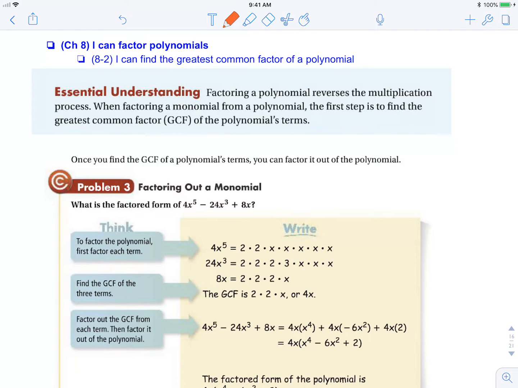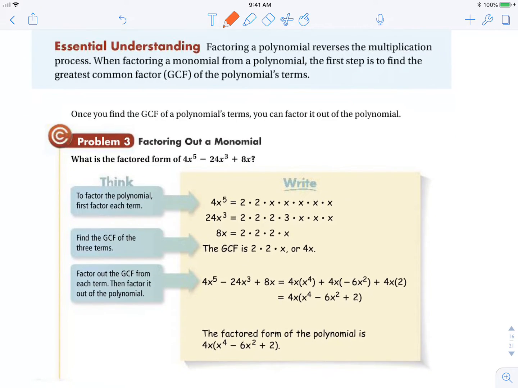Factoring a polynomial reverses the multiplication process. When factoring a monomial from a polynomial, the first step is to find the greatest common factor of the polynomial's terms. So when we are factoring each term, we break it down into the prime factors, and the GCF can be found by seeing what are the common factors of each term.